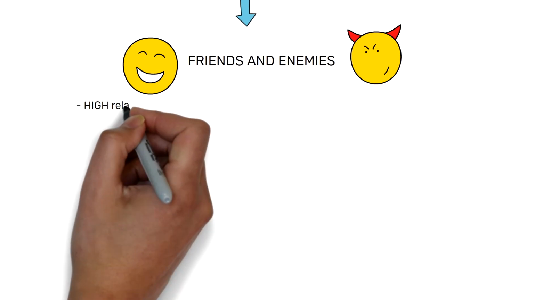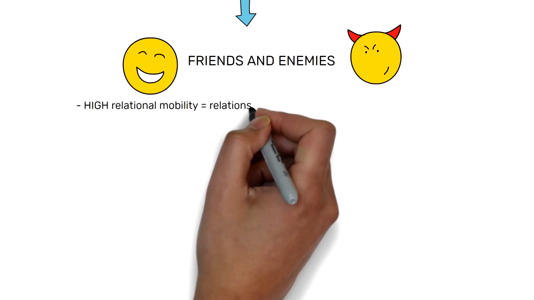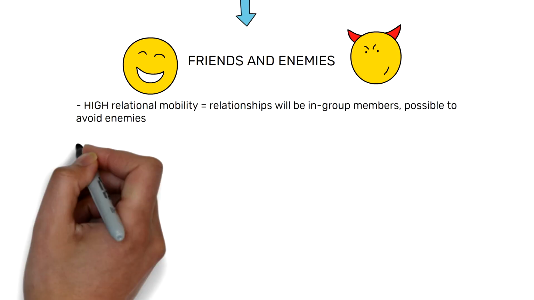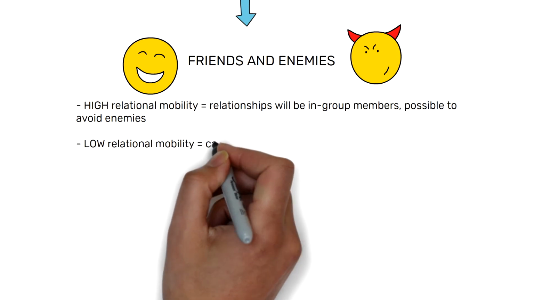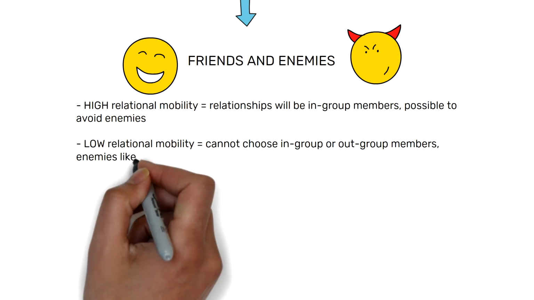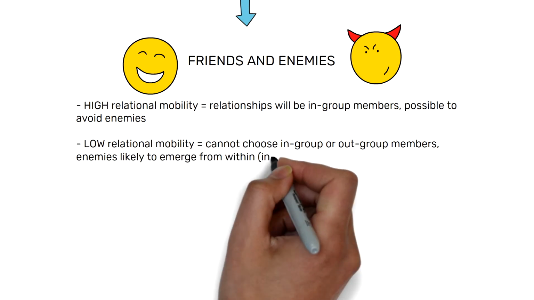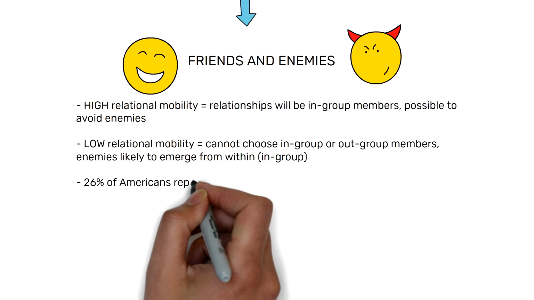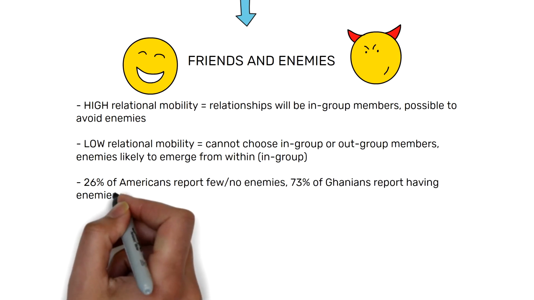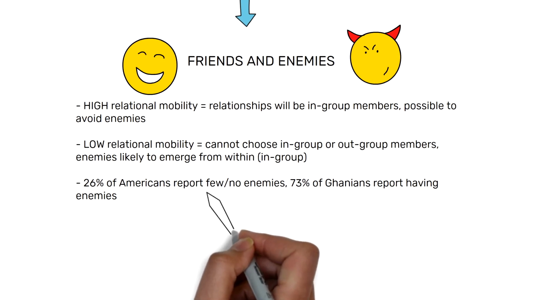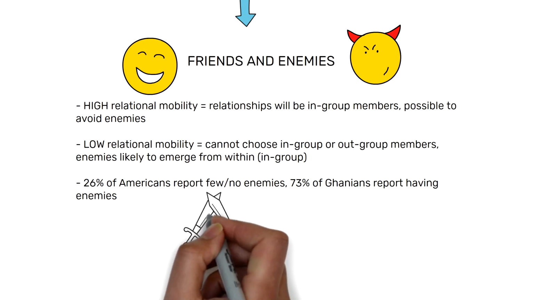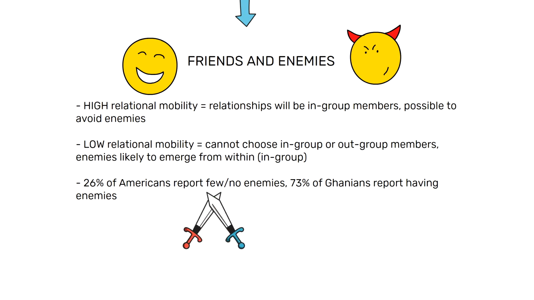Within high relational mobility contexts, people choose who will be in-group members. They can opt to avoid people who can be enemies, and therefore enemies come from out-groups. Within low relational mobility contexts, people aren't likely to be able to choose their in-groups or in-group members. Therefore, enemies are likely to emerge from within their in-group. Research has found that 26% of Americans report they have few or no enemies, whereas 73% of individuals from Ghana said they did have enemies. And this shows the difference between cultures in friends and enemies.